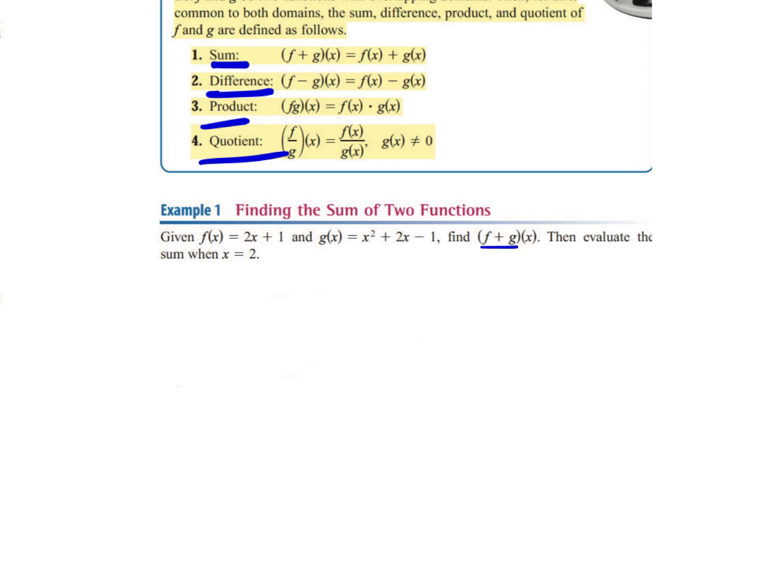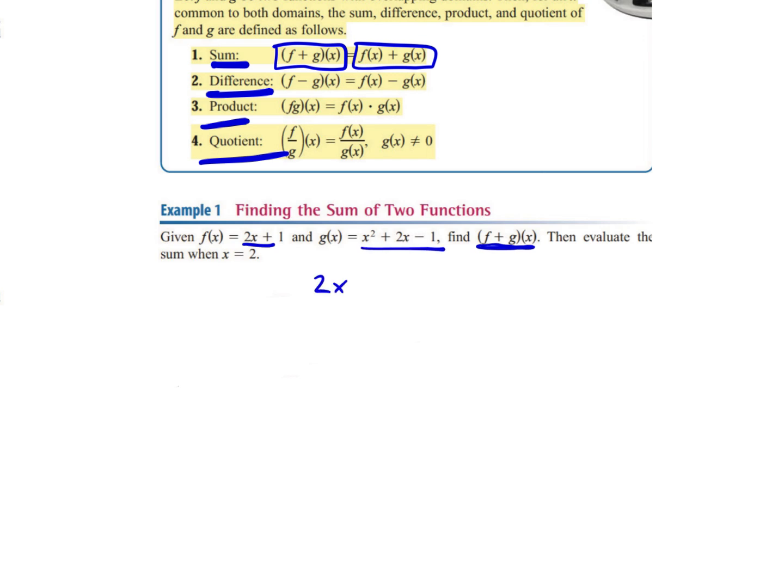It says f plus g of x. It can be written like this, or as we see in the sum up here, it could be written as f plus g or f of x plus g of x. These mean the same thing. It's just asking you to add both of the functions together. So we're going to take f of x and g of x and add them.